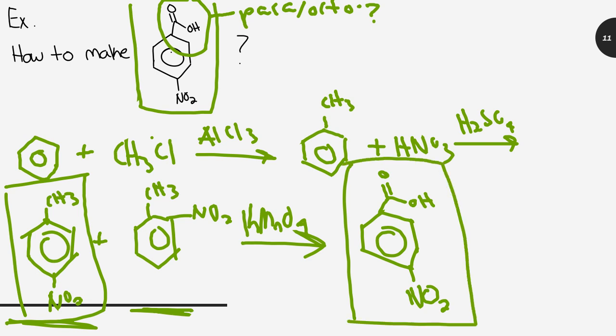So your way to approach these problems is to figure out if they're para to each other, meta to each other, ortho to each other, and then figure out what groups you need to put on there that are related to the groups that are on there to get them to that position to each other. And then you can mess with the groups that are on there to get to your product. Does that make sense?